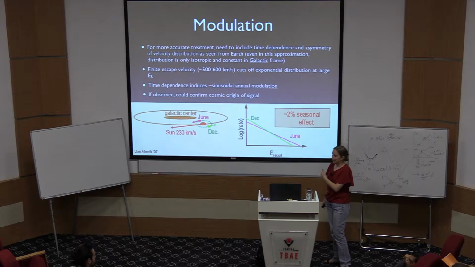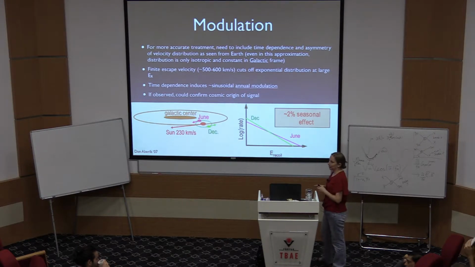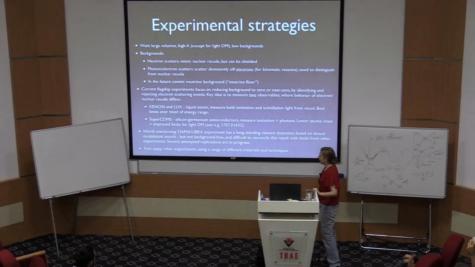So if you could see a signal, you could in principle see the direction that it's coming from go around in a circle every 24 hours. That requires you to actually see a signal first, though. But these would be good confirmation strategies.